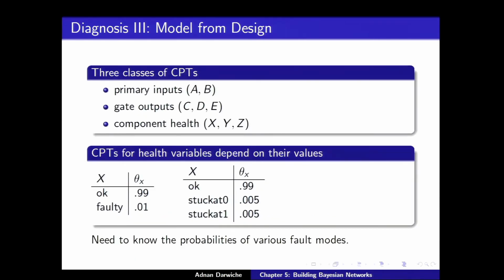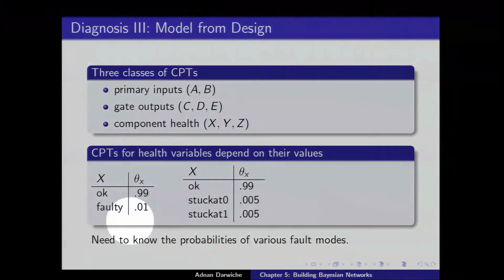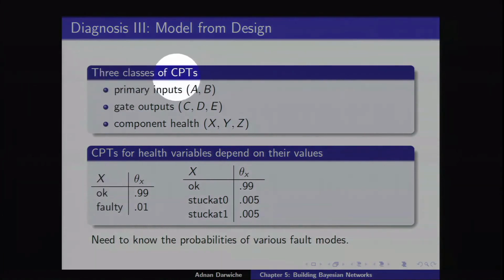And let's look at now the CPTs. So the short story here is, with one exception, all of the numbers in this case can also be generated automatically. Why? Look, you have three classes of CPTs in this case. Those for the primary inputs, because that's one category. And then you've got the gate outputs, C, D, E, and then you've got the component health, X, Y, Z. If I know how to do one of each, then I'm done. So let's look at them one by one.